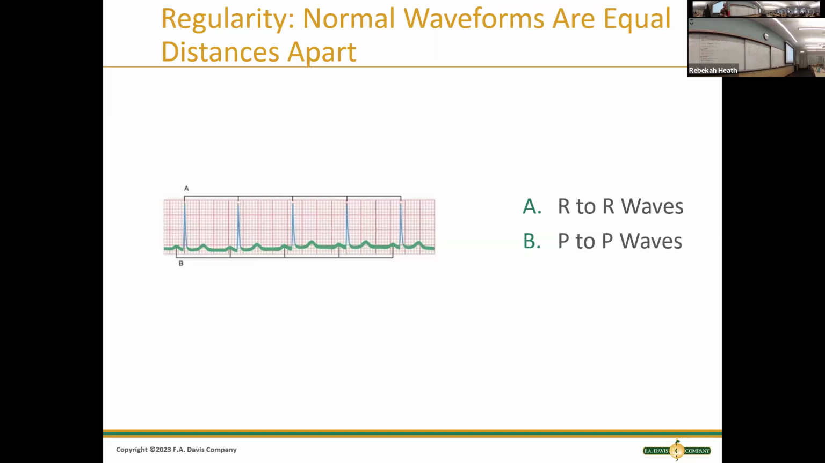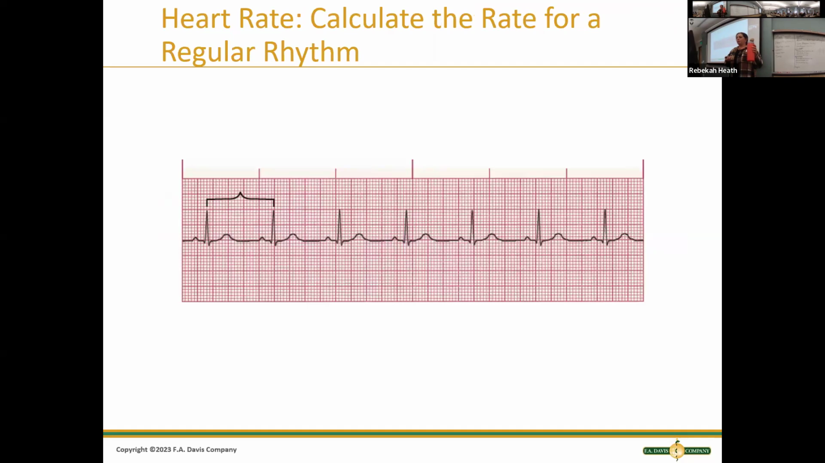All right, so we talked about the first step is establishing, is it regular or is it irregular? That's going to help us interpret the rhythm. So how do we calculate the rate? We're still going back to the sinus rhythm one, okay? We've established the sinus rhythm is regular. Now we want to calculate the rate.